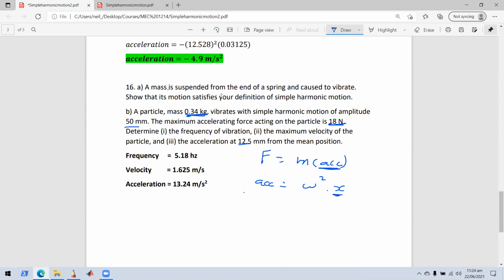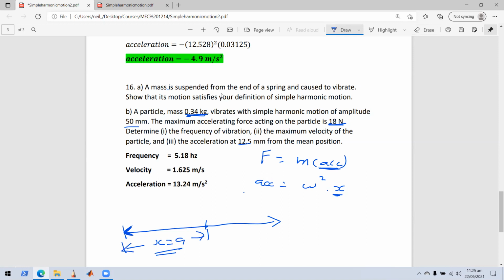So this maximum force comes at the end, right? At the end of this simple harmonic motion oscillation, at one of the ends here. So here, x is equal to a, which is the amplitude, right?